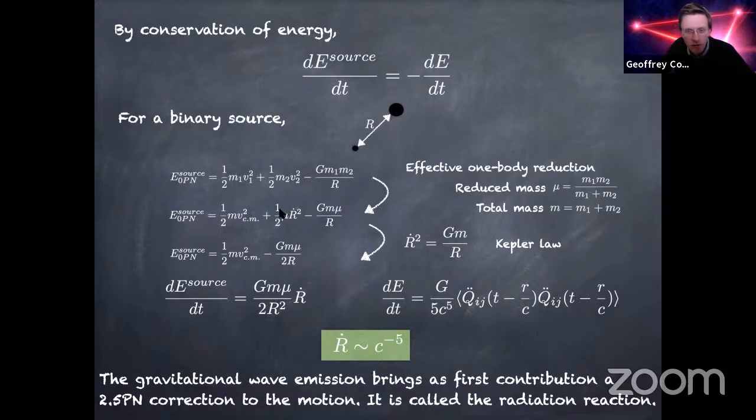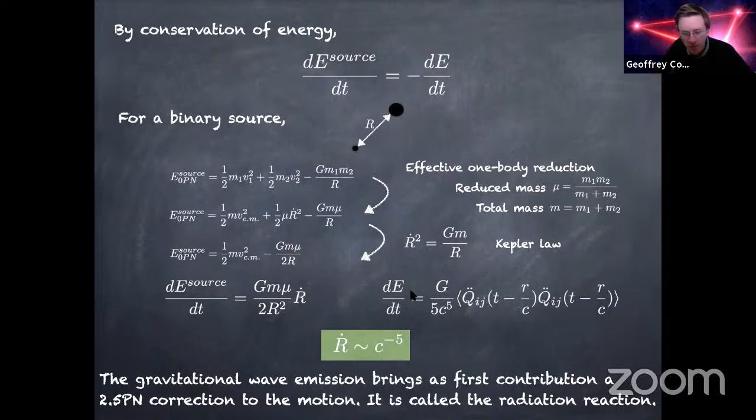Now, by the Kepler law, this velocity squared is just GM divided by r. So these 2 terms combine into a minus 1/2. If you are in the center of mass frame, this term is just 0, and this is the real energy of the system. So the derivative of the energy of the system with respect to time is given by this expression. Now we have to equate this with the power.